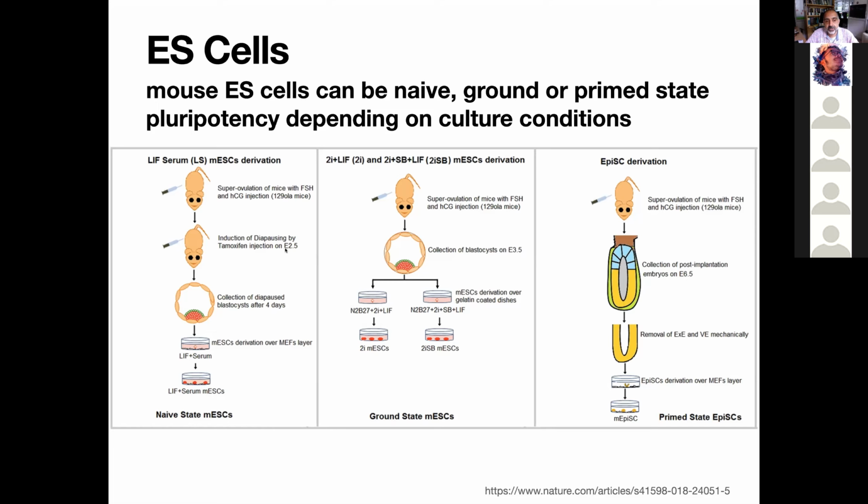Other mammals do not do diapause. Rodents do, and particular strains of mice do it much better than other strains. And those strains are the ones where ES cells are very, very easy to derive. So you collect the diapause blastocysts after 4 days. You essentially just plop them down on this plastic plate that has an inactivated embryonic fibroblast layer, and add LIF and a particular serum.